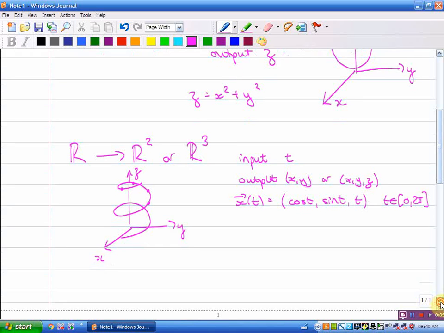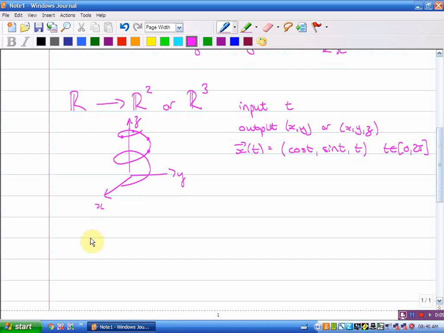Okay, and then the third thing that we're going to be doing is R2 to R2. For that, you still start with tangent vectors. What you put in is a vector, and what you get out is a vector. Those things are called vector fields. This is a space curve, and this thing is called a vector field.